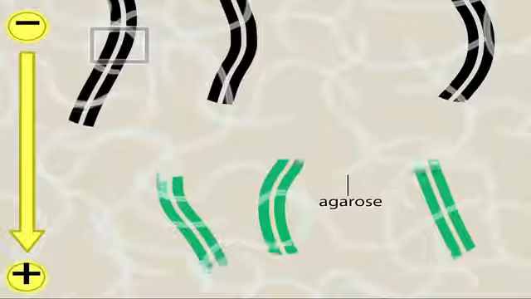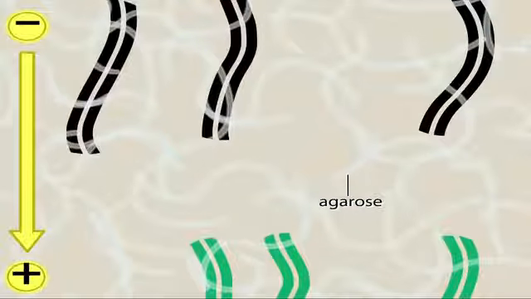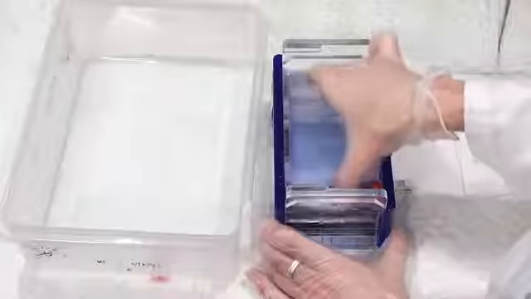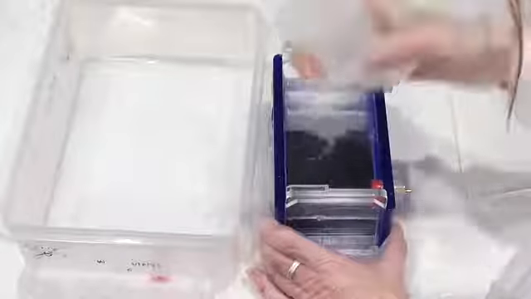The smallest fragments run the fastest as they present less drag through the agarose. Once the blue dye reaches the bottom of the gel, the DNA fragments have separated according to size. We can then go and visualise these fragments under UV light. I then simply cut out the purified plasmid and the purified gene insert.